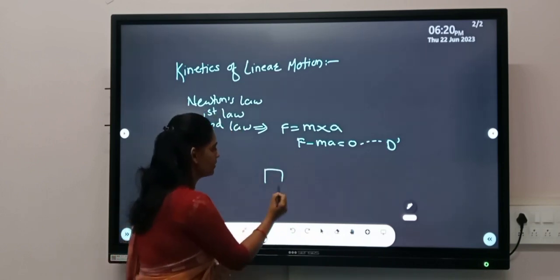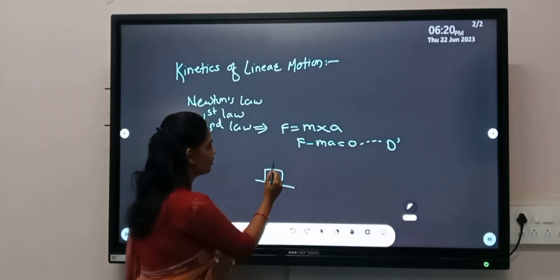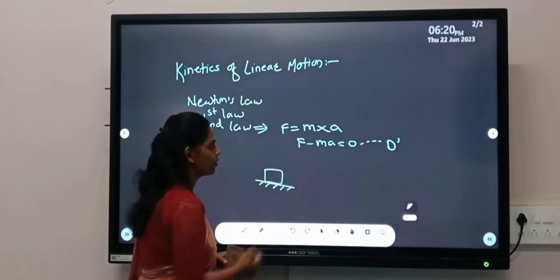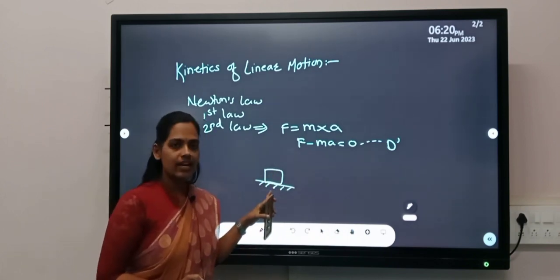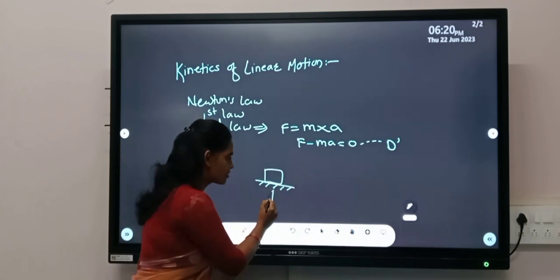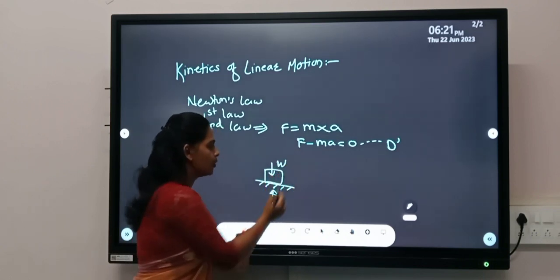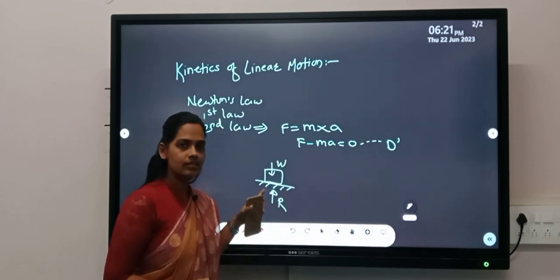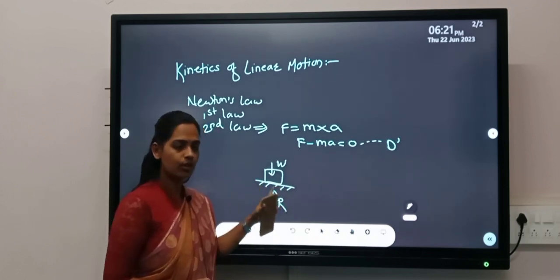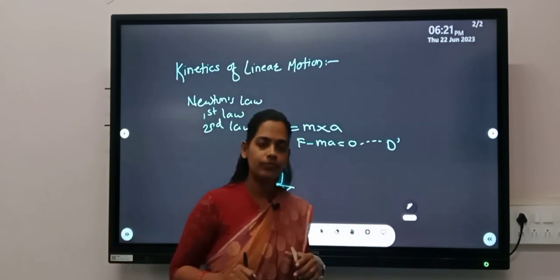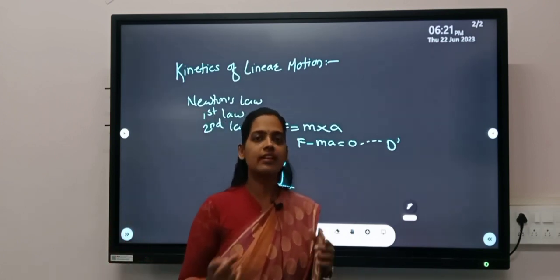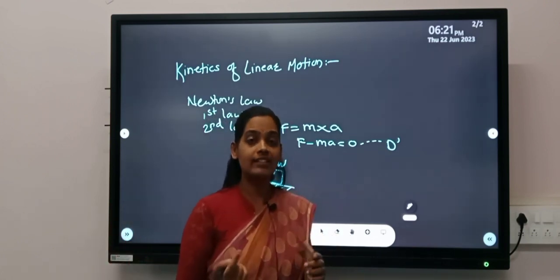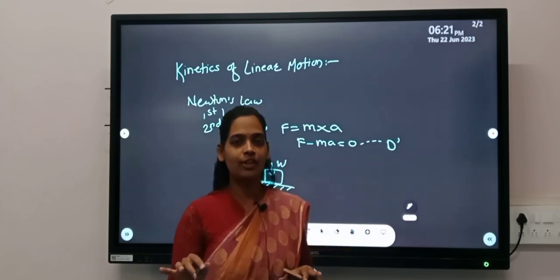Suppose this is a person or this is a block standing on this particular floor. Why is it standing? Because the same force, suppose this is W, self weight is acting vertically downward and this is a reaction R which is supporting from the floor. Why am I standing here? Because the same force is reacting from the floor. Otherwise I will be floating like an astronaut in space.